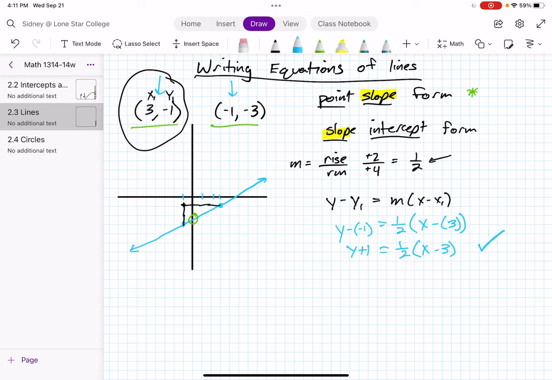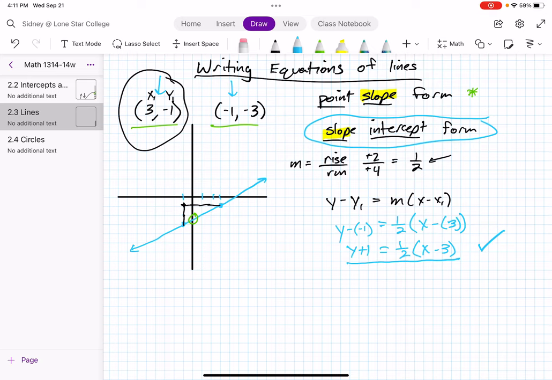Now, ladies and gentlemen, this is mathematically perfect. That is an equation that represents all the points on that line. Now, while this is perfect, you need to pay attention. If the instructions say write the equation of a line, you should be able to leave it just like that. Sometimes, though, they'll say something like, write the equation of a line and leave it in slope-intercept form. And if they do that, that's also fine.